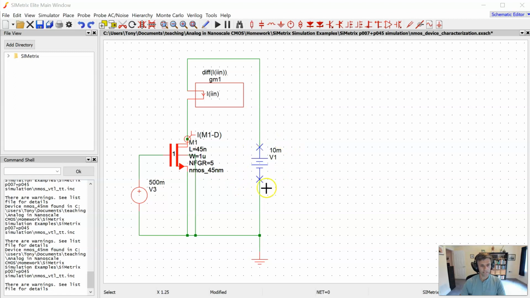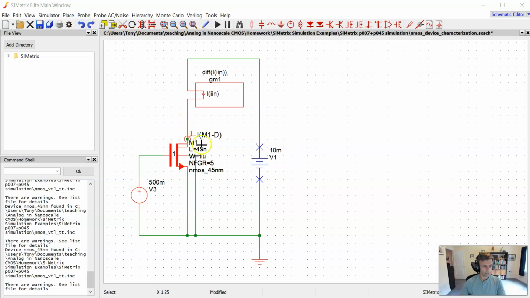And you'll see that I've applied a drain source voltage of only 10 millivolts at first. And we're going to do a DC sweep here where we sweep the gate voltage. So don't worry about the value shown here. And as we increase the gate source voltage above the threshold voltage, it'll immediately go into triode because the drain source voltage is so small.